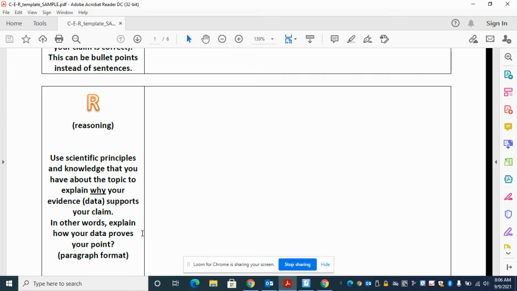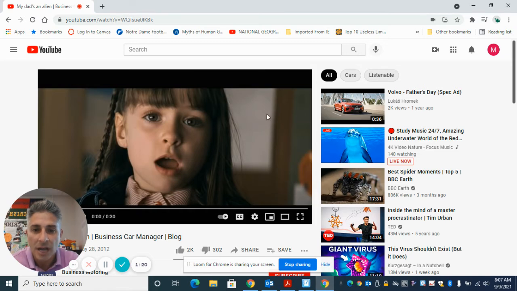But in this section, usually written in paragraph form, we explain why our evidence supports our claim. So really, how does it tie our evidence to our claim? Why does the evidence support your claim? This usually is the most troublesome part of the CER concept, trying to explain why your evidence supports your claim. So we're going to do an example together about a little girl and her dad.